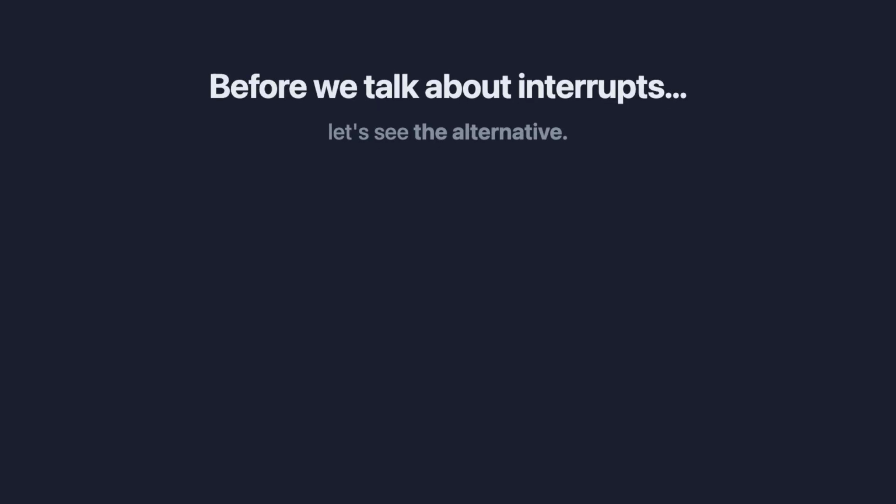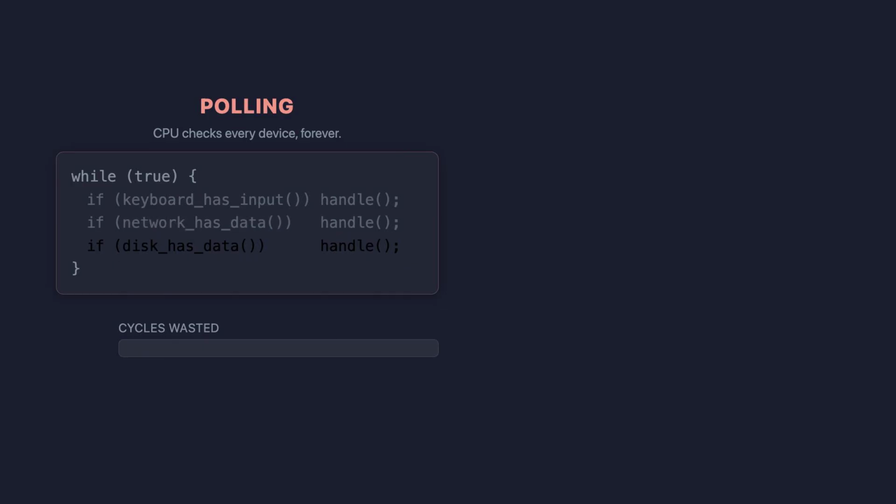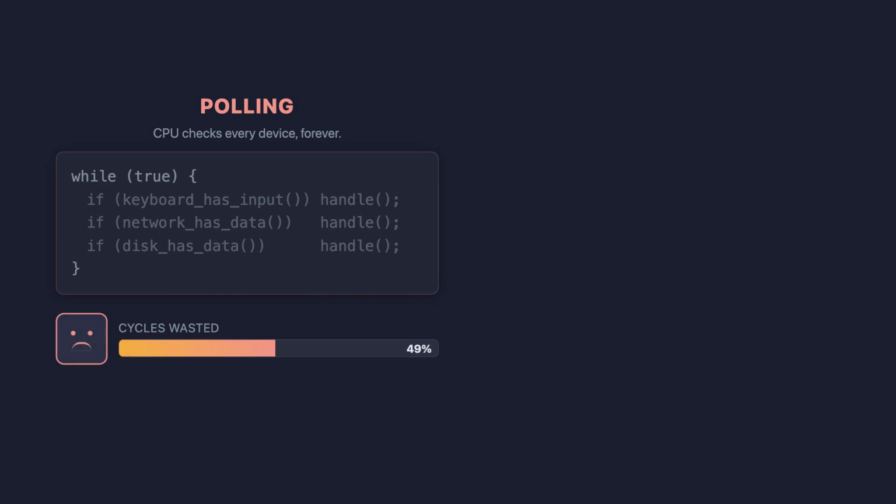Before we talk about interrupts, let's talk about the alternative. Imagine if the CPU had to check every device itself, a loop that asks, every few microseconds, keyboard anything, network card anything, disk anything. That's called polling, and it's a disaster. Most of the time, every device says no. So the CPU burns almost all of its cycles asking questions with no answers.